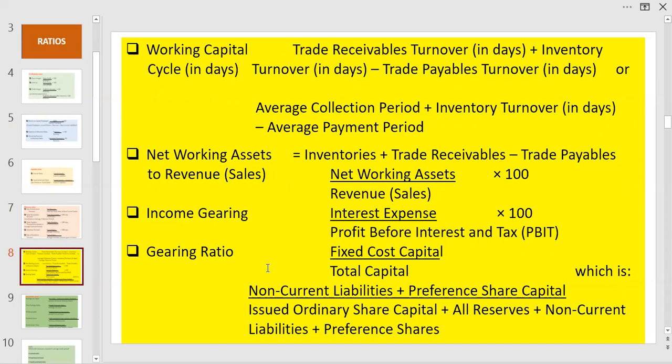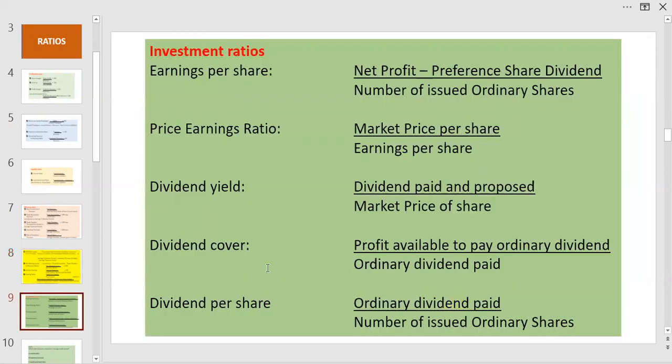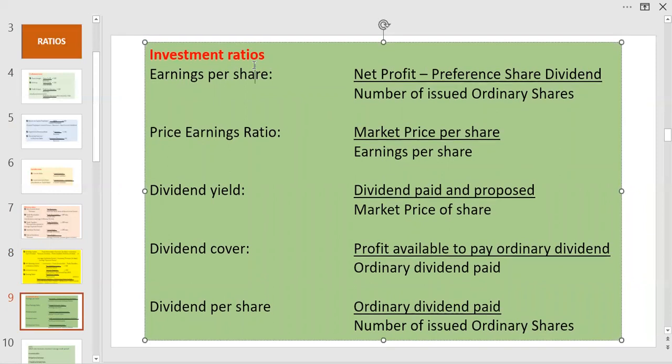In another word, fixed cost capital divided by fixed cost capital plus open cost capital. As shown below, non-current liabilities plus preference share capital divided by issued ordinary share capital plus all reserves plus non-current liabilities plus preference shares, etc. The other classification is investment ratios. Students must note every time a share is mentioned, we refer to equity shares unless otherwise stated.